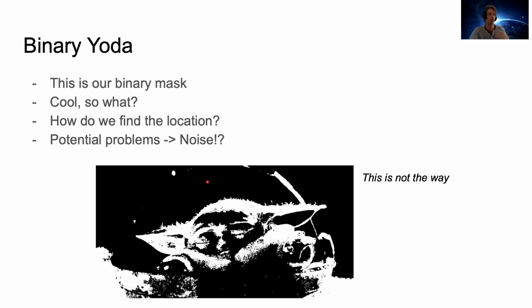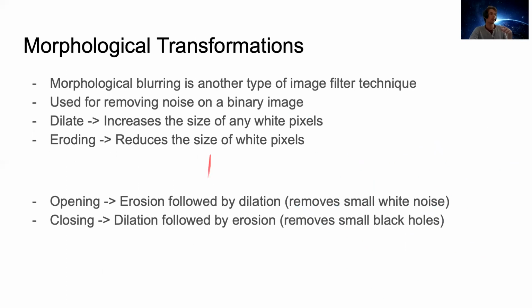We're going to use what's called morphological operations. Morphological blurring is another kind of image filtering technique. And what they're really good for is clearing up lots of little holes on binary images. So there are two key kinds of morphological transformations, and then two more which build on top of the two. So we have dilating, by the name, it increases the size of all the white blobs in your binary image.